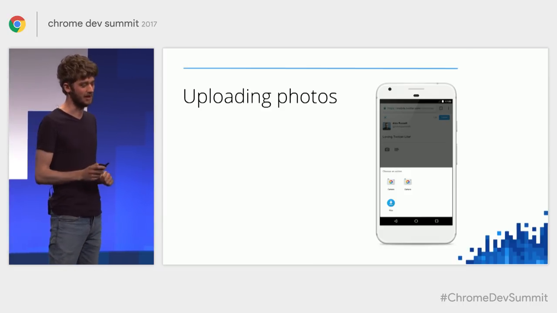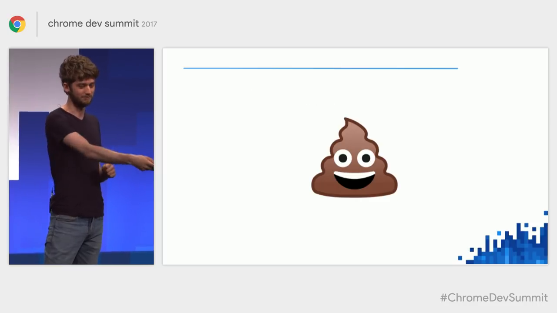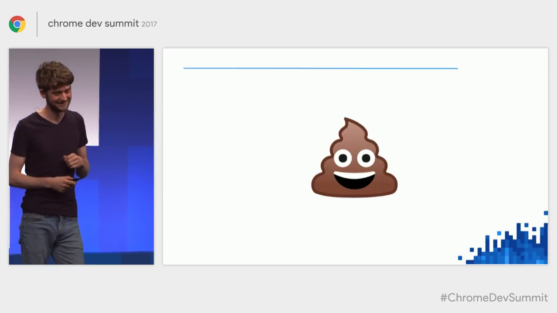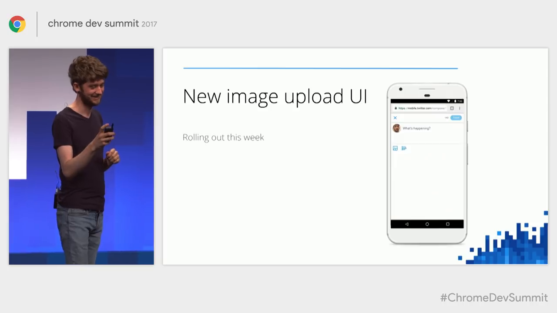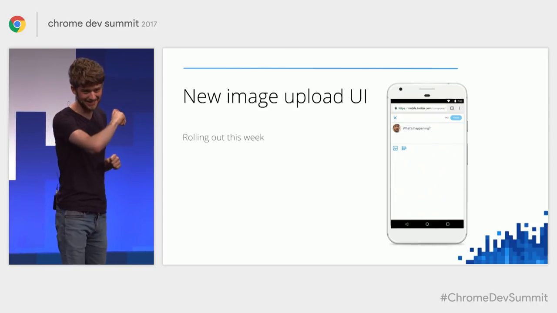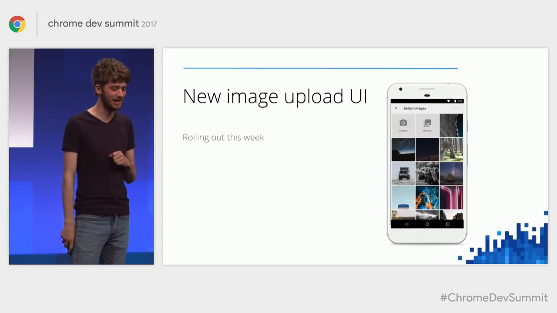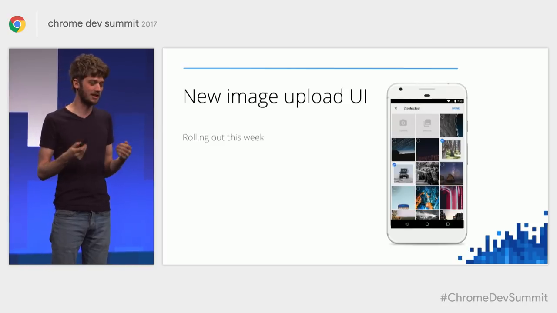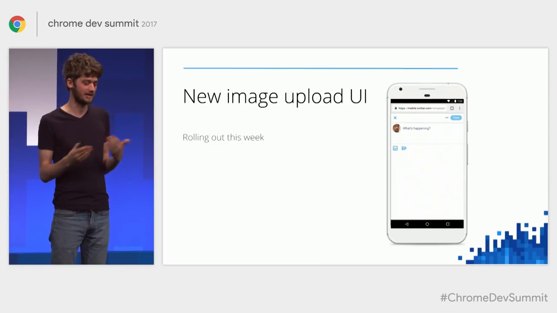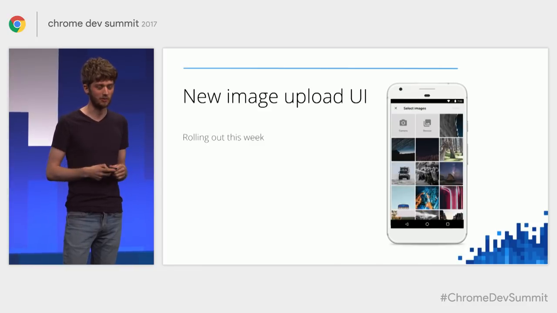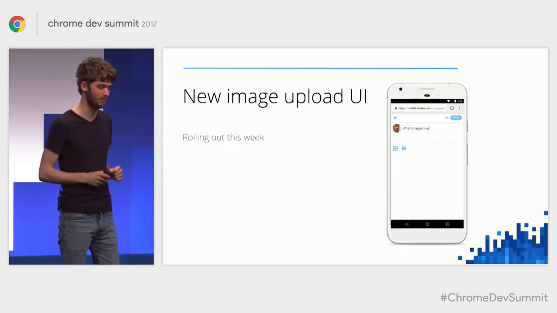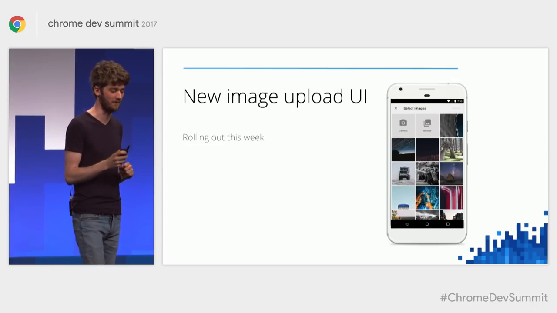So this week, I'm really excited that we are rolling out a new image uploading experience. And here, it works just like you would expect. When I'm on Twitter and I tap to upload a photo, it takes me straight into a gallery of my images. I can pick 1, 2, 3, 5, doesn't matter how many, hit done, and we're done. That's it. Way better than before. And this is rolling out just this week, so keep your eye out for it.